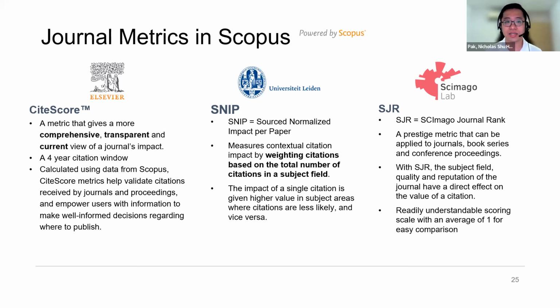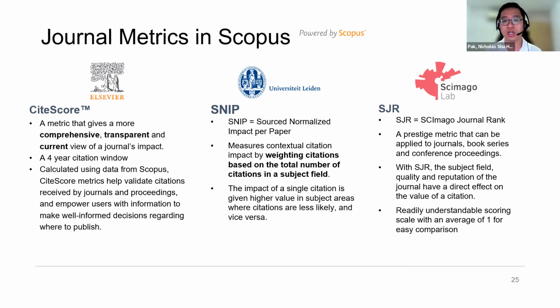First and foremost will be CiteScore. This is a metric which gives a very comprehensive, transparent, and current view of a journal's impact. The 2022 CiteScore, 2021 CiteScore was just completed and it was launched maybe about 1 to 2 months ago. So this is very fresh. We leverage a 4-year citation window and it's calculated using data from Scopus to validate citations received by journals and proceedings, to give users information on where they may want to publish.